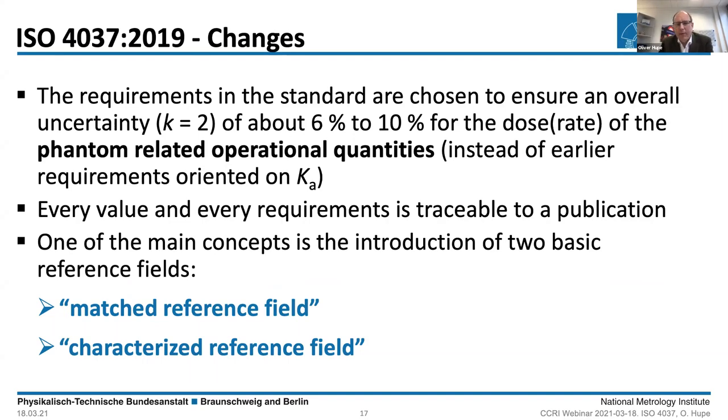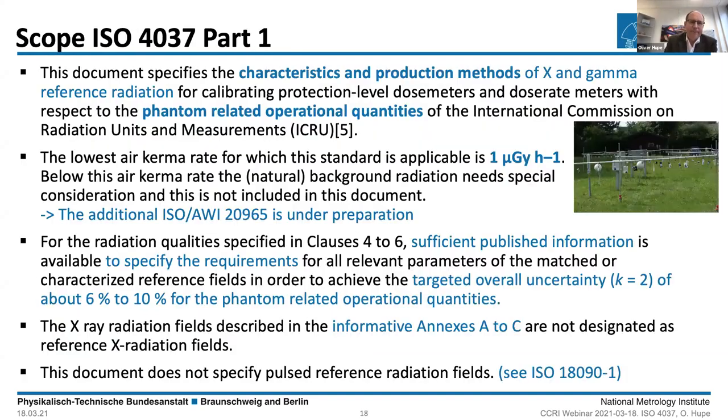And now we have this matched and characterized reference field. So the scope defines the characteristics and production methods for calibrating protection level dosimeters with respect to the phantom-related operational quantities of the ICRU. So for sure, the old quantities, not the ones the ICRU is publishing at the moment.